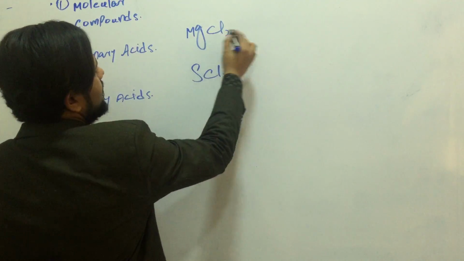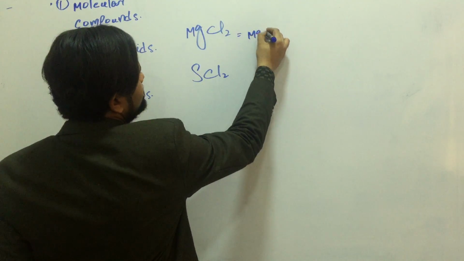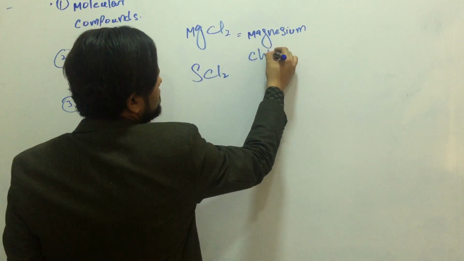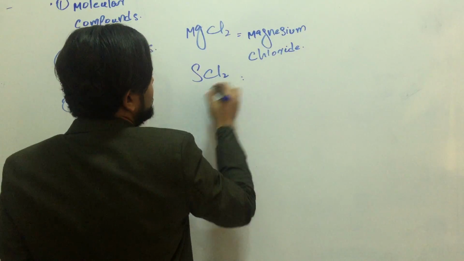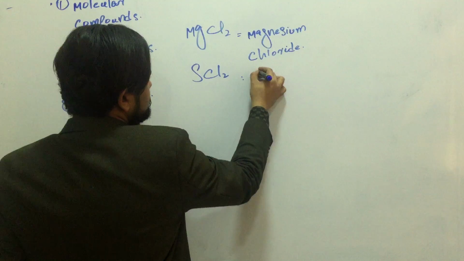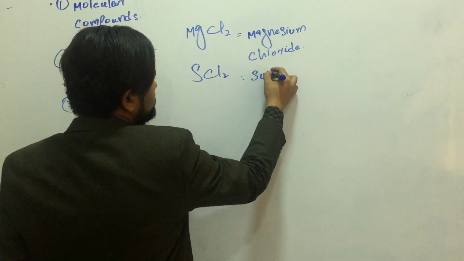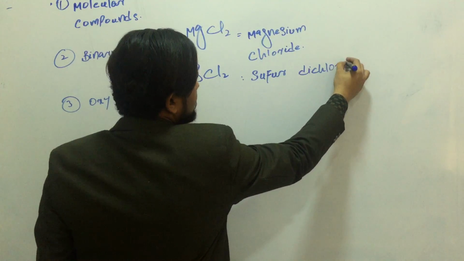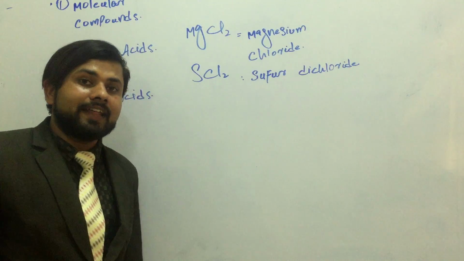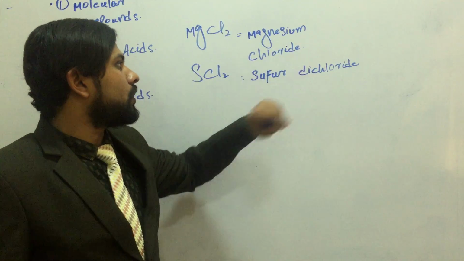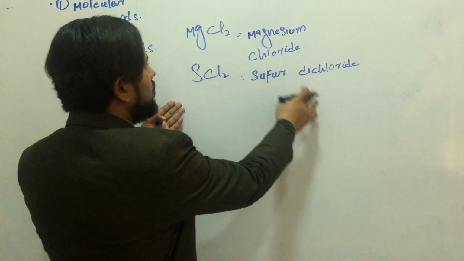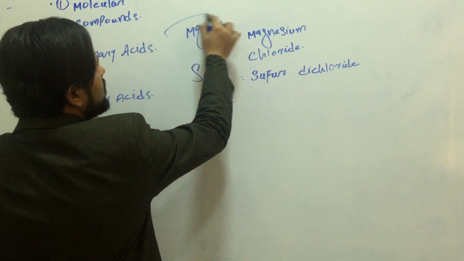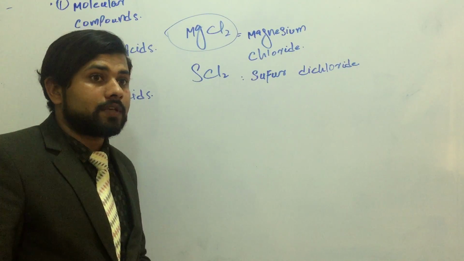Okay, how? Because the name of that compound is magnesium chloride, and secondly the name of that compound is sulfur dichloride. Now you might be thinking, why is this dichloride? We can simply say sulfur chloride, as we said magnesium chloride, but no. Why? The reason is that's your ionic compound, but the problem is, how do we know?